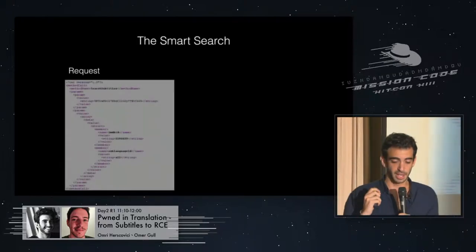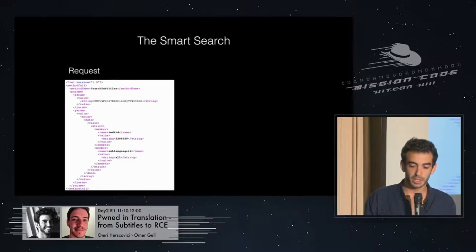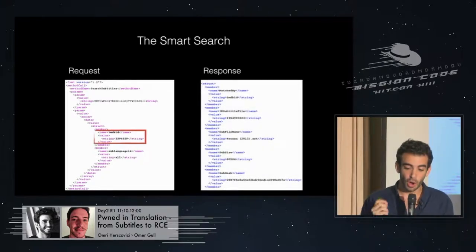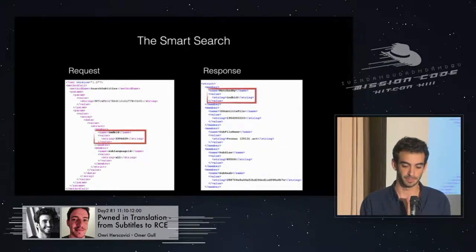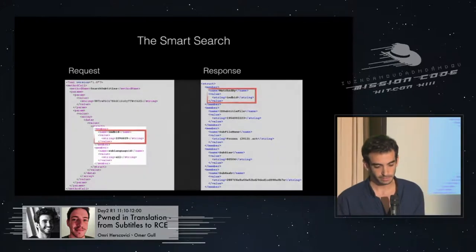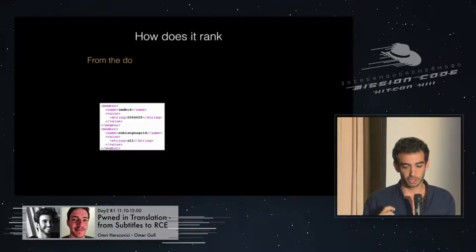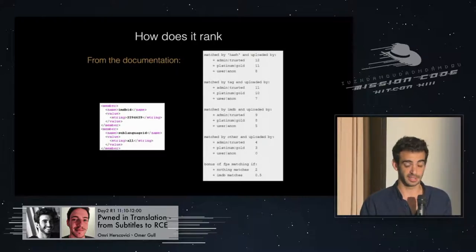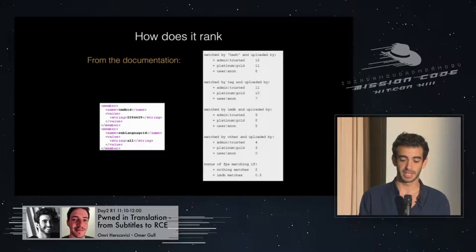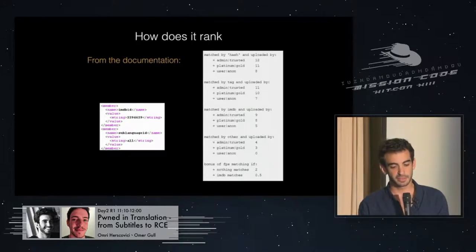Looking at the request of the smart search, we can see the only argument passed is the IMDb ID, along with the required language, in this case, all languages. Well, the response contains all matching subtitles to the IMDb ID. So obviously, Popcorn Time automatically loads the subtitles with the highest rank, but what determines the rank? Skimming through the documentation, we bumped into this ranking scheme. We can see that the score is based on five criteria: movie hash, tag, IMDb ID, FPS, and something called others. Also, extra points are credited for being an admin or a trusted partner.